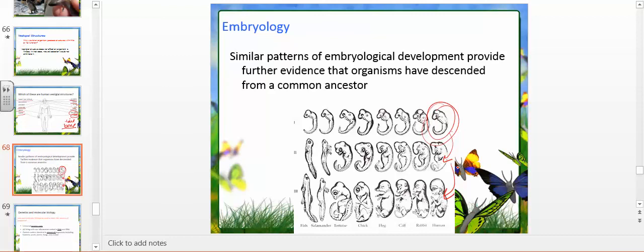A tailbone. But what I want you to notice is how all of the animals are very similar. So this kind of shows that maybe we did have a common ancestor if we all have the same type of development, at least in the beginning.